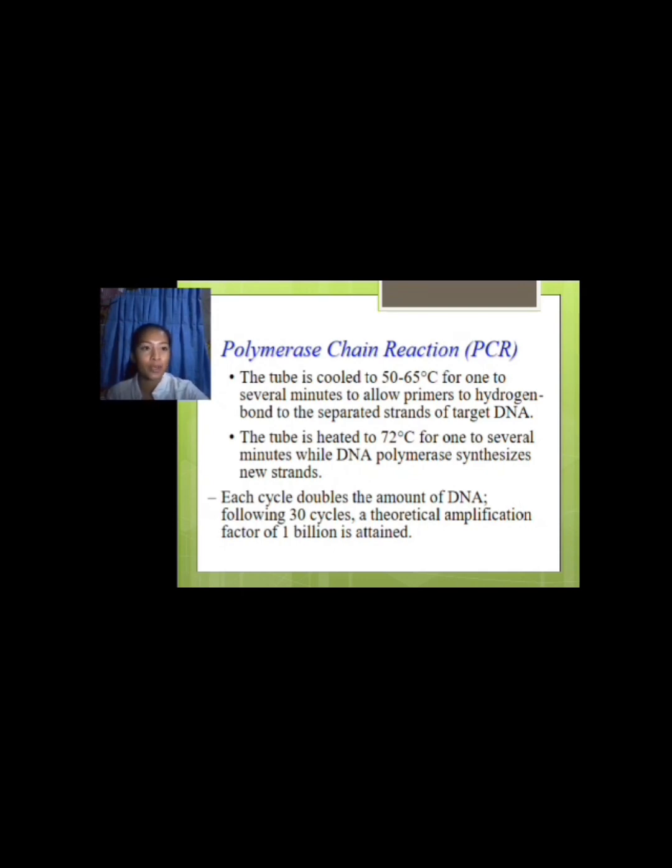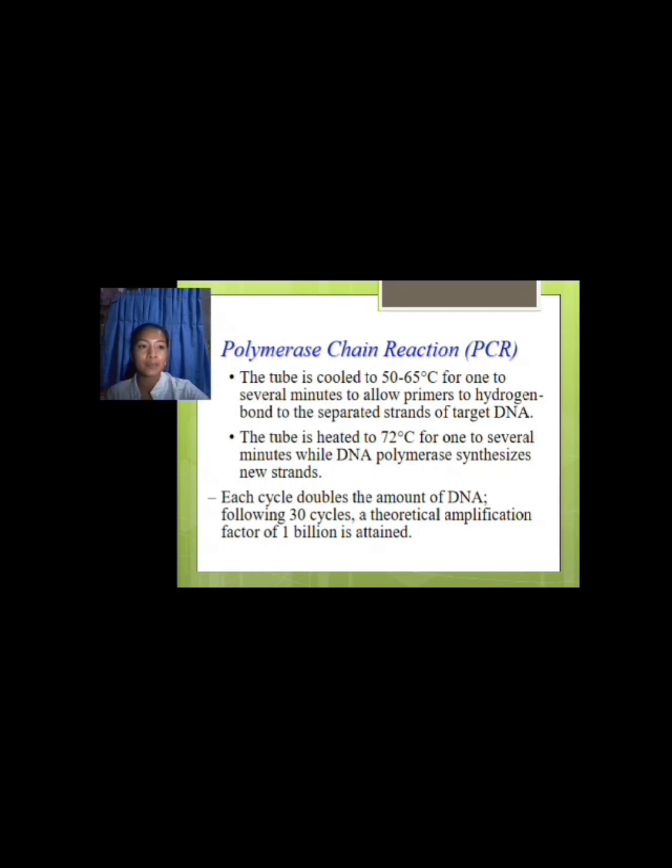Next, the third one, extension. The temperature is raised again, and the DNA polymerase enzyme extends the primers by adding nucleotides to synthesize new DNA strands complementary to the target sequence. The tube is heated to 72 degrees Celsius for several minutes while DNA polymerase synthesizes the new strand.